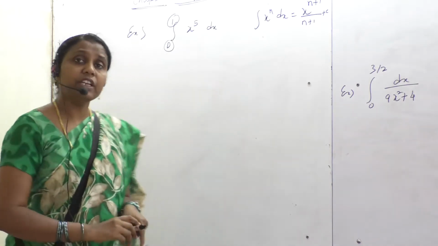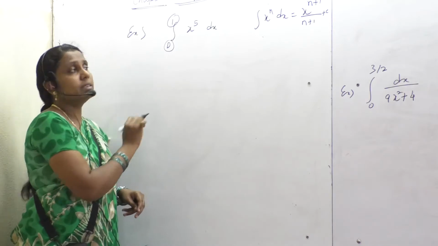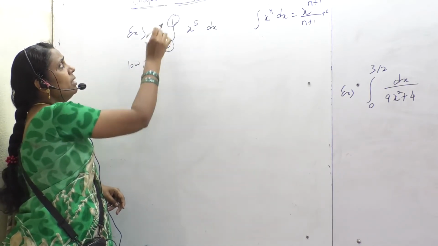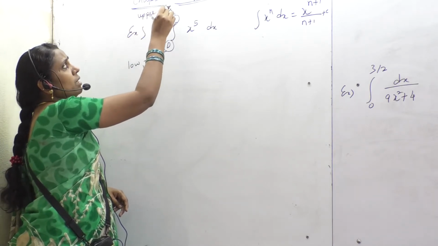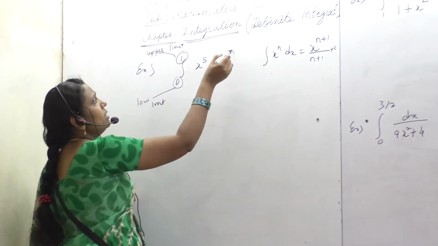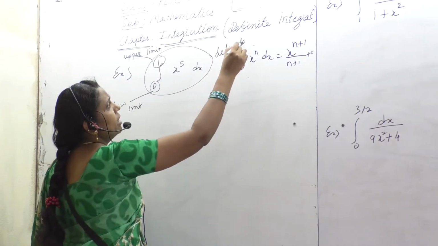Definite integration means you will be given integration with limits. This is said to be the lower limit, and this one is said to be the upper limit. How are you going to solve such integrations? That we will check out. So in general we call this definite integration.